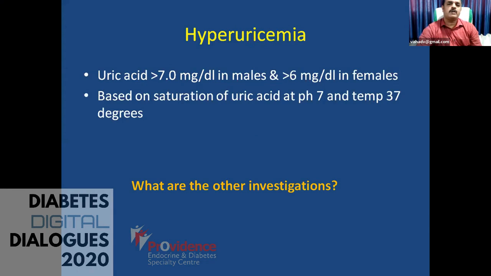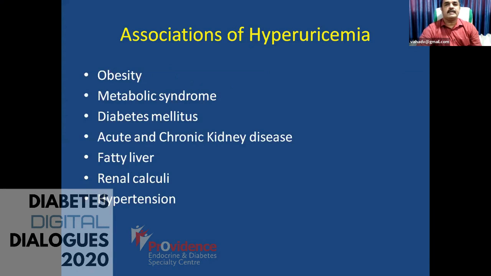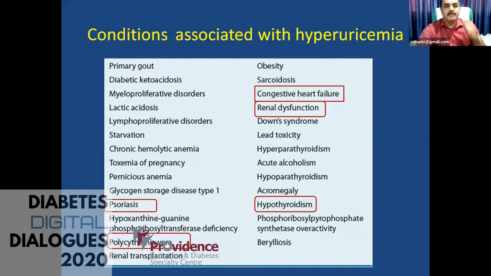So at this point, what other investigations need to be done? For that, we need to know the associations of uric acid, the causes of hyperuricemia. Among the associations of uric acid, obesity, metabolic syndrome, diabetes mellitus, acute and chronic kidney disease, fatty liver, renal calculi, and hypertension are quite well known. But what is probably not so well known are the other conditions associated with hyperuricemia.